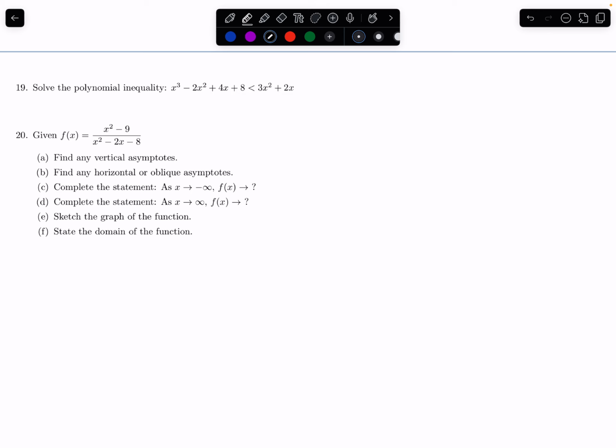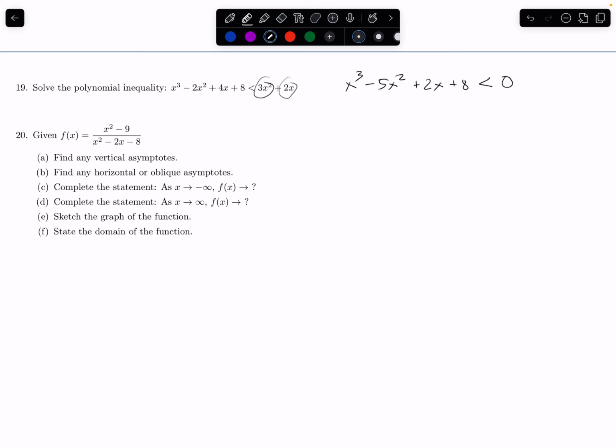So let's do that. This 3x squared, I'm going to subtract from both sides. Also subtract the 2x from both sides. So I'm going to get x cubed minus 5x squared plus 2x plus 8 is less than 0.